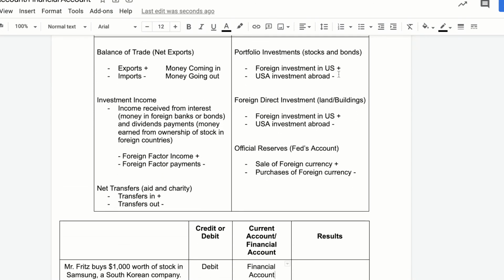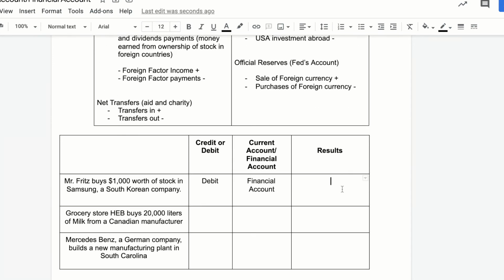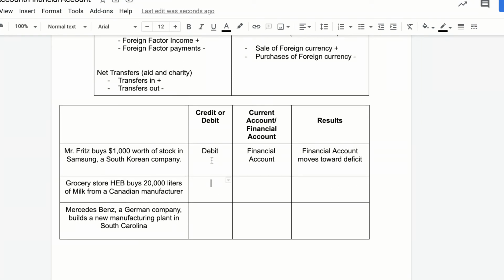account. Something to keep in mind is that when you purchase stock or bonds, this is going to affect the financial account. If you already own stock and bonds and you get income based on the ownership of those stocks and bonds, like interest payments or dividend payments, then that goes in the current account. But when we're actually purchasing the stocks or bonds, it goes in the financial account. The results of this is that the financial account moves toward deficit. That's money leaving, a debit to the financial account.